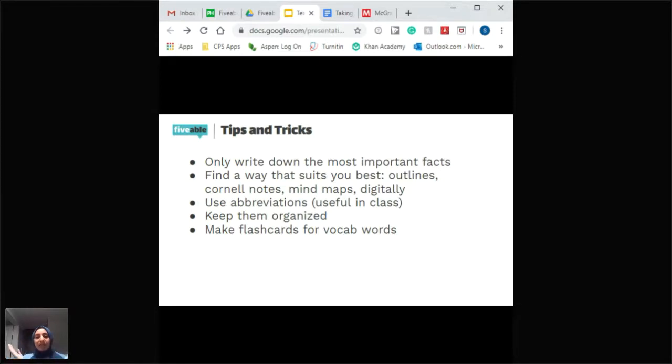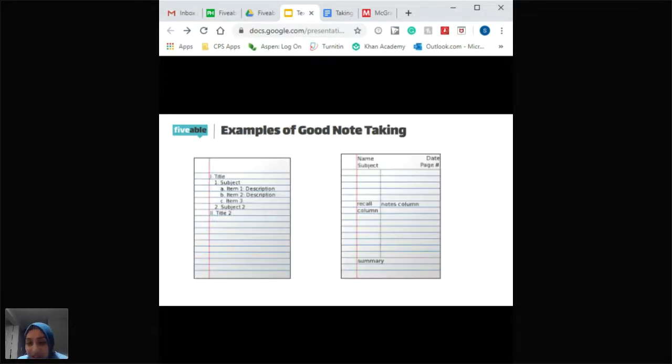And then this kind of has to do with notes, but maybe after you take notes and you're trying to remember stuff, maybe make flashcards for the most important vocab words or key terms. And then here's some examples of good note taking. I couldn't get my own notes, plus my notes aren't the best. My notes basically just follow the left column, which is basically a simple outline.